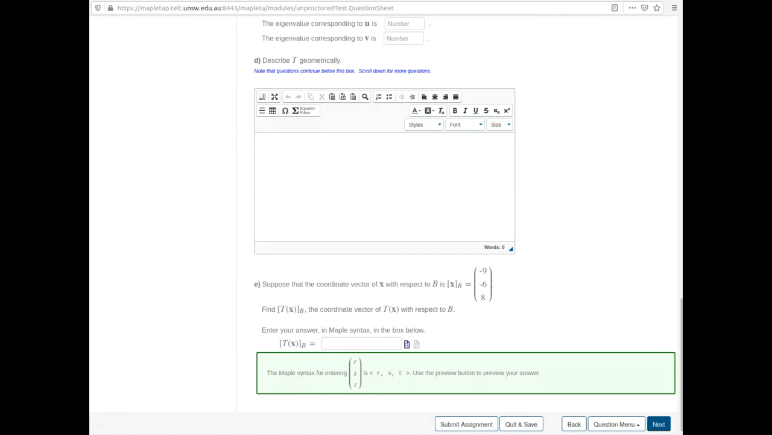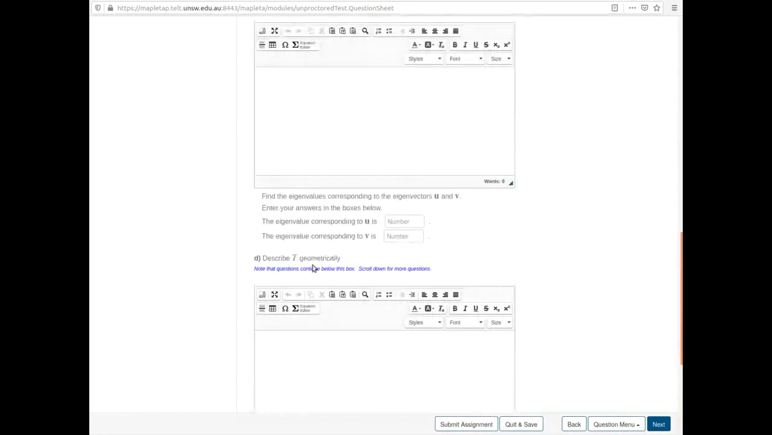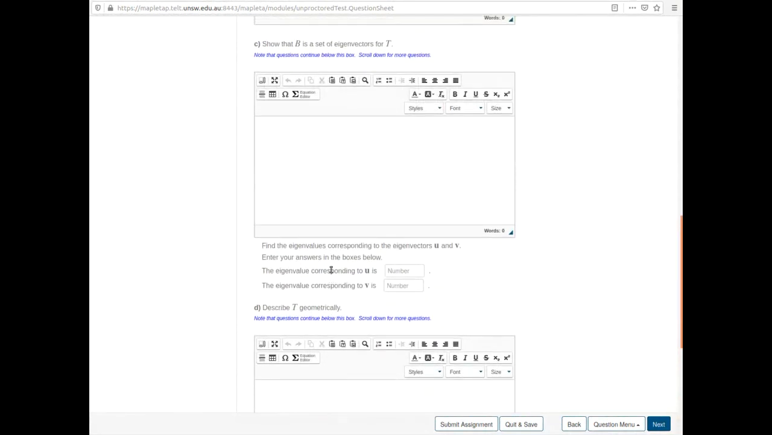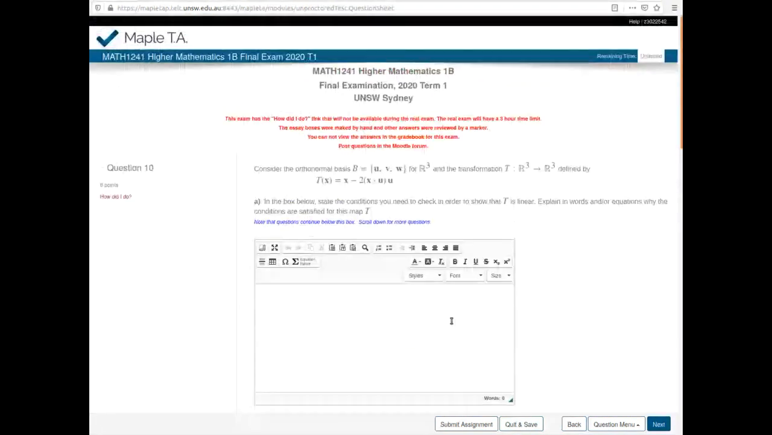The easiest thing to do is to actually move the cat and do part C first. Now remember, this is an orthonormal basis, u, v, and w, and T of x is x minus 2. I'm going to draw it. I'm just going to draw it.